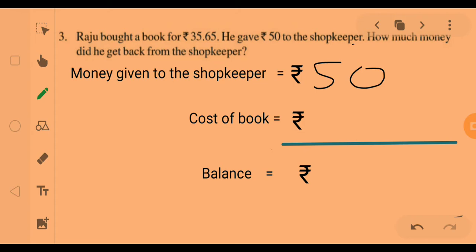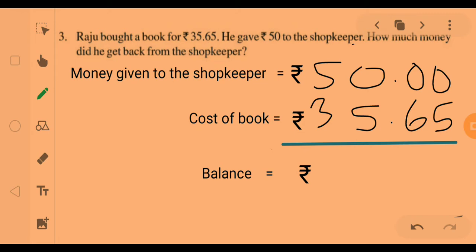So let's write there. So 50 rupees. Then the cost of notebook. What is the cost of notebook? The cost of notebook is 35 rupees 65 paise. So we write it there, 35 rupees 65 paise. And here the cost of notebook is given in decimal form. So let's write the total amount, that is 50 rupees. It's a whole number, but we can write 50 as decimal. So how do we write that? 50.00.